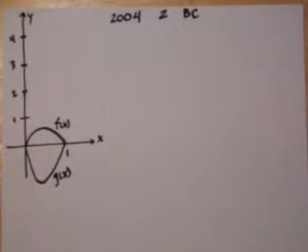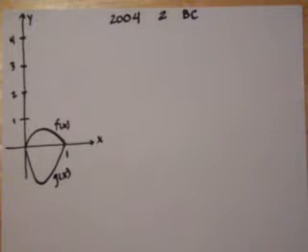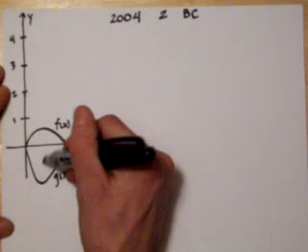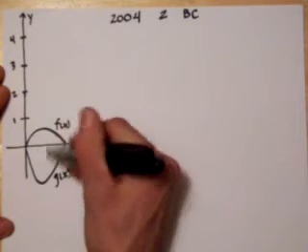This is Mr. Allenson, and we're going to do problem number 2 from the 2004 BC test. We have two functions, f of x and g of x, and the first thing it says to do is to find the area of the shaded region enclosed by the graphs of f and g. It ends up being the space in between these two, this whole area.